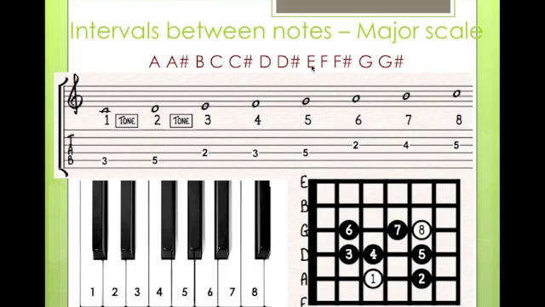Now let's look at the notes from E to F. So we've got E here to F. So you can see that's just one semitone, and down here from E to F, one semitone, and from these notes here, E to F on the third fret is also one semitone. So in here we've got a semitone.